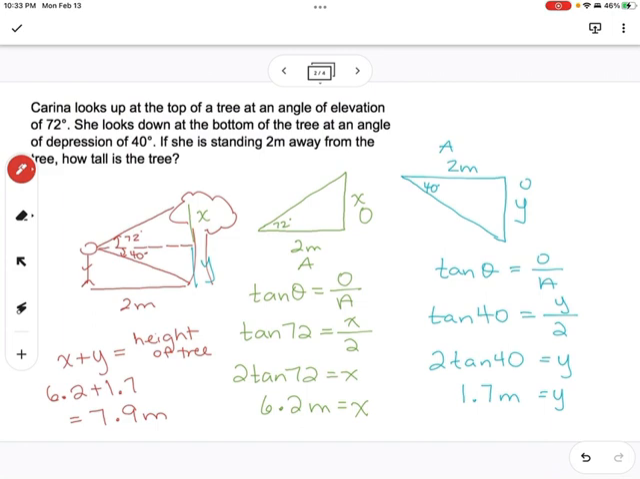So since we have a word problem here, the last step, we found how tall the tree is. We just want to write a therefore statement. So therefore, the tree is 7.9 meters tall.